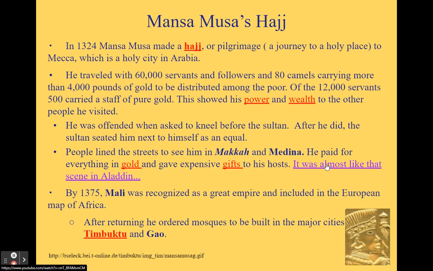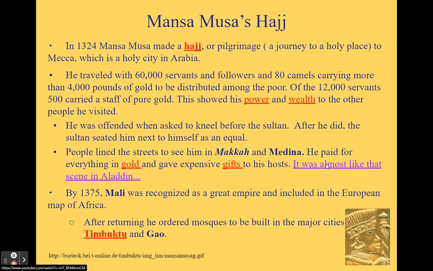I'm going to let you watch that. But by 1375, Mali was recognized as a great empire, and it was included in the European map of Africa. All right, when you get included on that map, that is when you know you've made it. That is when you know that you are well known, you are established, everyone knows who you are. That is the big deal.